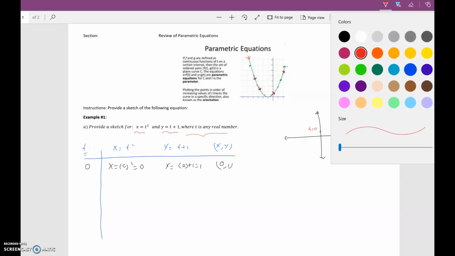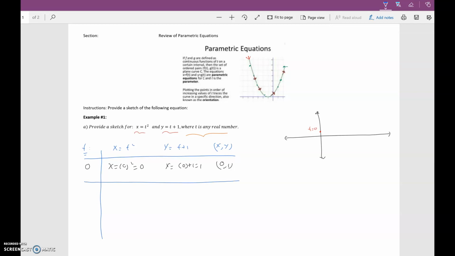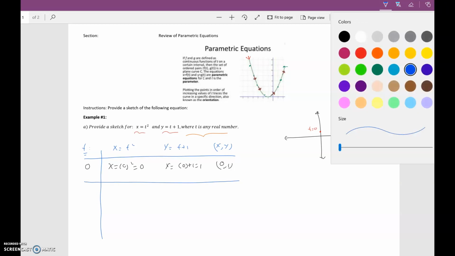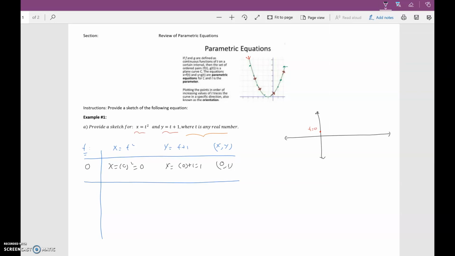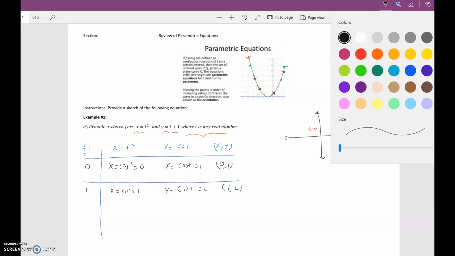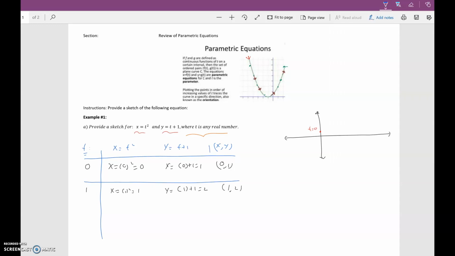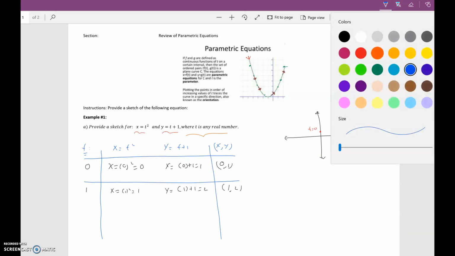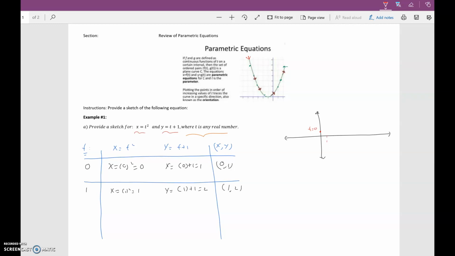And then you can select a positive and a negative or go in any direction. Let me just select a positive. So I'm going to be selecting 1. And then x is equal to 1 squared, which is 1. Your y value is going to be 1 plus 1, which is 2. Our coordinate point is 1, 2. Let me put it in red. So this is 1, 2. It's here.